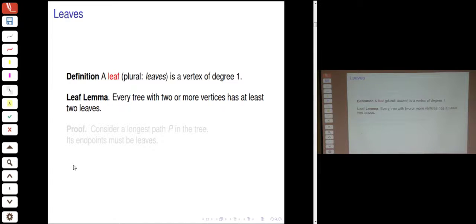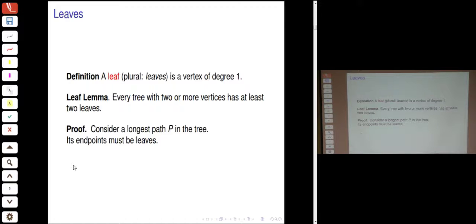Okay, so let's look at some simple facts. There's something called the leaf lemma. It says every tree with 2 or more vertices has at least 2 leaves. Is it easy to see? Okay, so the proof is this. Consider a longest path P in the tree, right?